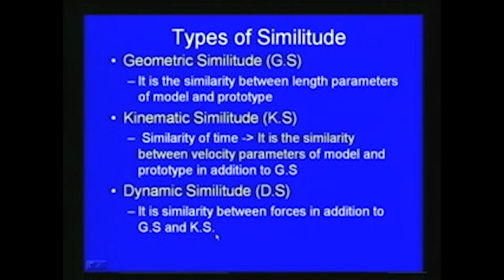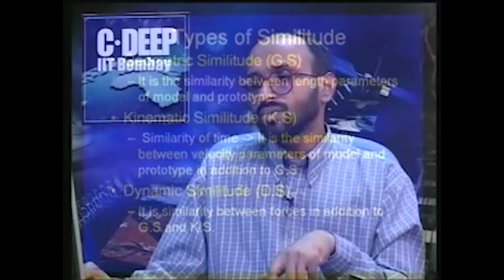The last one is the dynamic similitude. Here the dynamic similitude is the similarity between the forces, in addition to the geometric similarity and kinematic similarity. The geometric similitude is the fundamental similarity which we consider. When we deal with the kinematic similitude, we also have to consider the geometric similitude. So kinematic similitude is in addition to the geometric similitude, and the third one is the dynamic similitude.